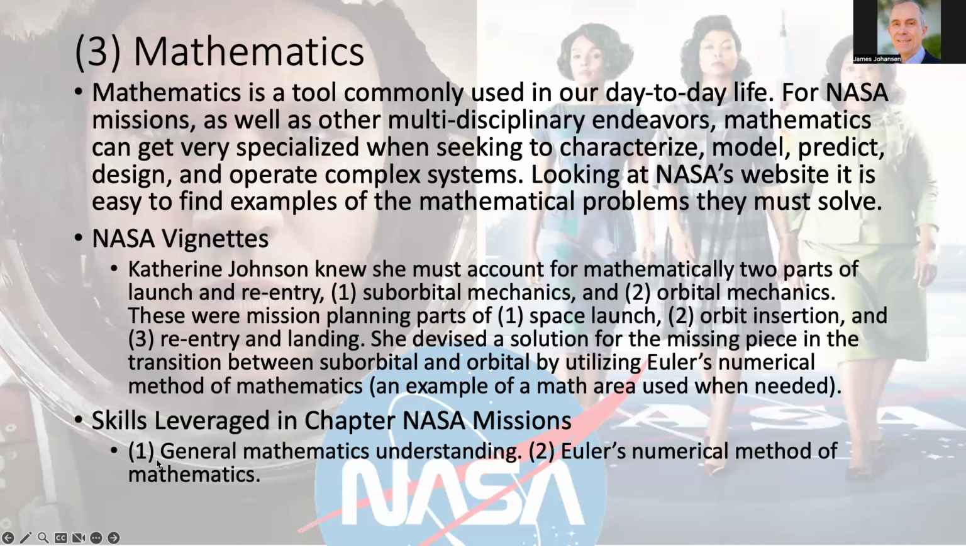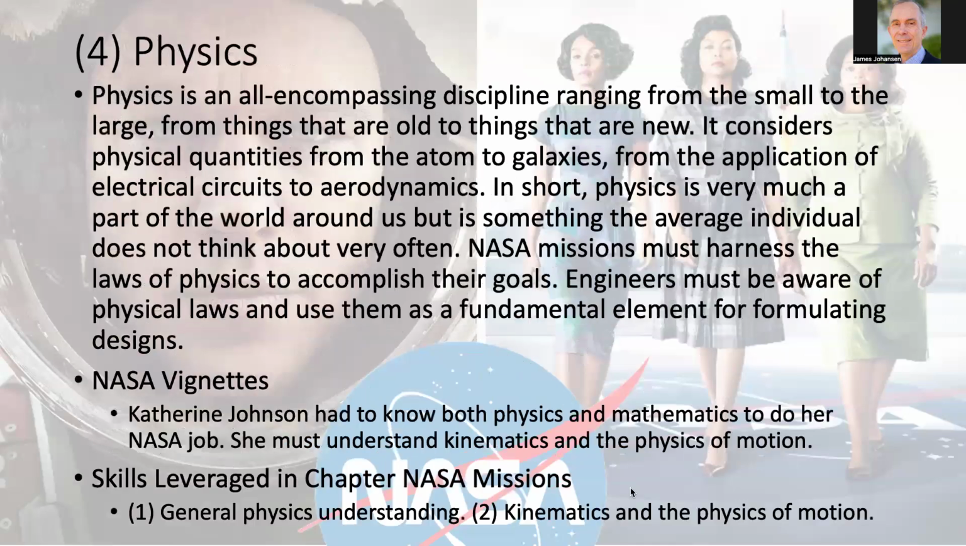So what are the skills? General mathematical understanding and having awareness of specifics. And so the specifics for this example for Katherine Johnson was Euler's numerical method of mathematics.